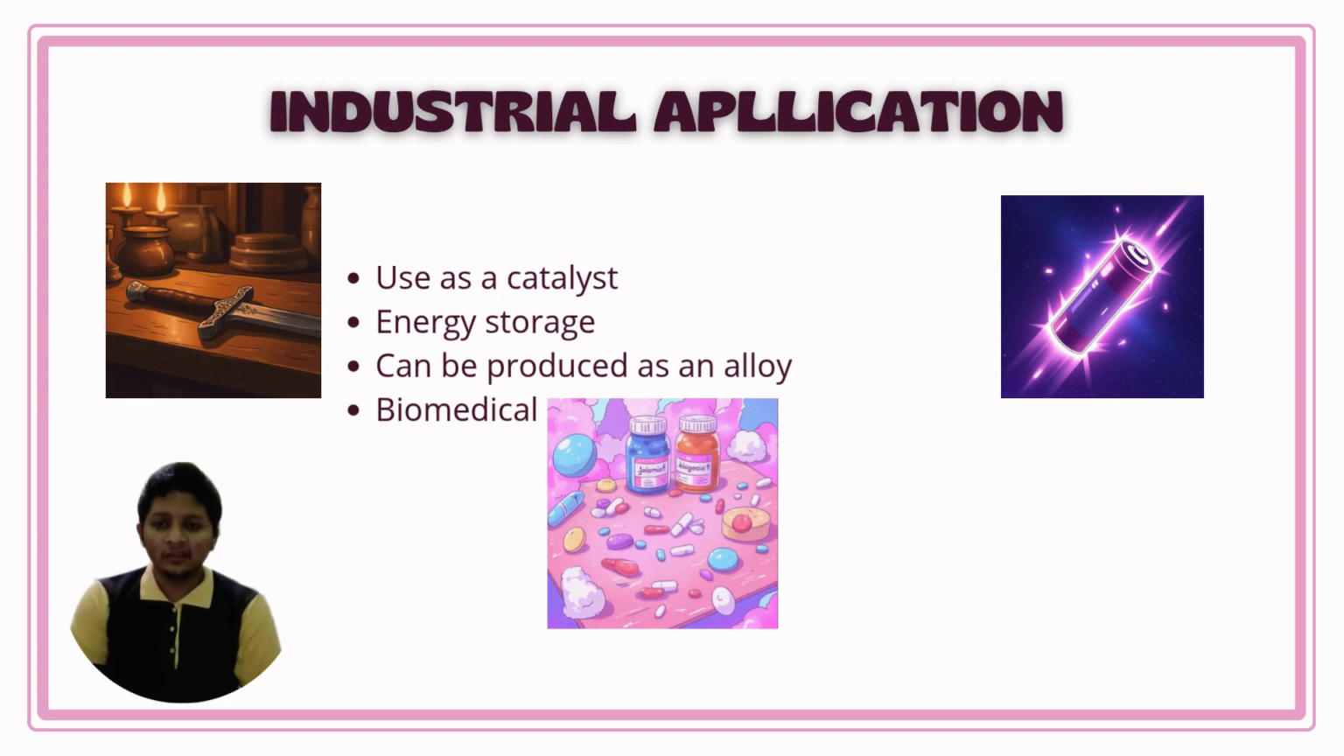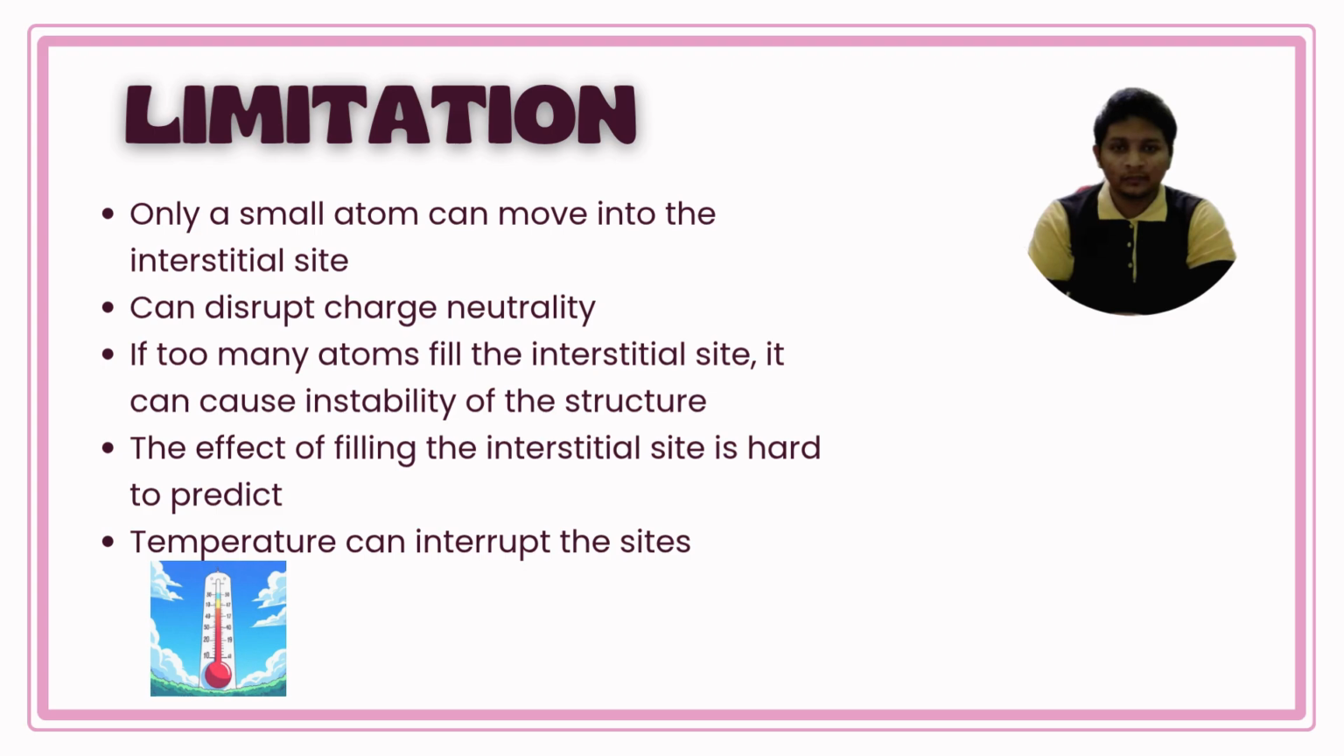Next, we continue on the industrial applications of interstitial site knowledge. This means the application of the knowledge being used in industries nowadays. First, interstitial sites can be used as a catalyst. Second, they can also be used for energy storage because of the different charge. Third, they can also be produced as an alloy. And finally, they are also widely used in biomedical treatment.